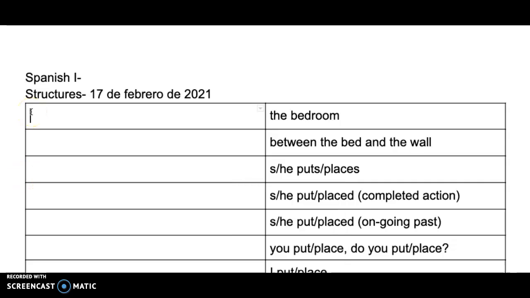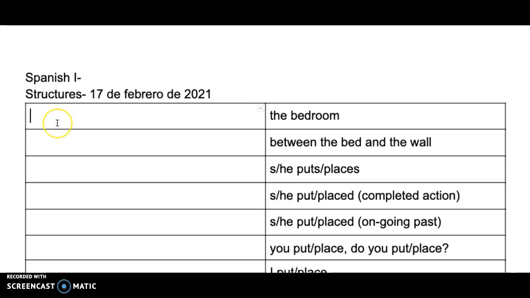Hola, Spanish 1. This is your group of structures that would normally be on the board, and since we did not have school on Tuesday, I'm going to give these to you in video form.